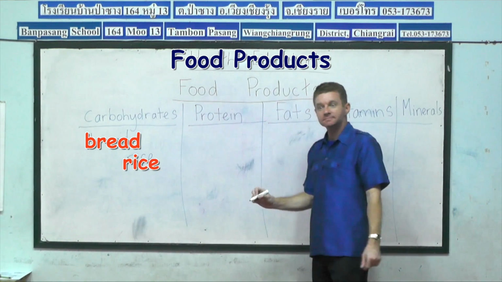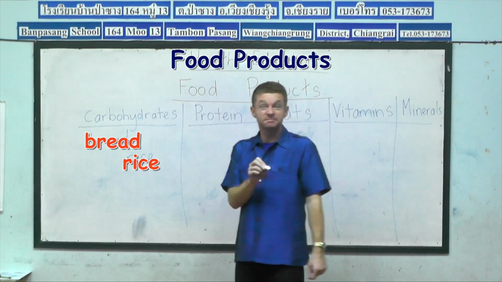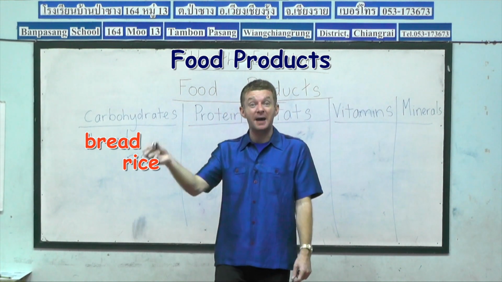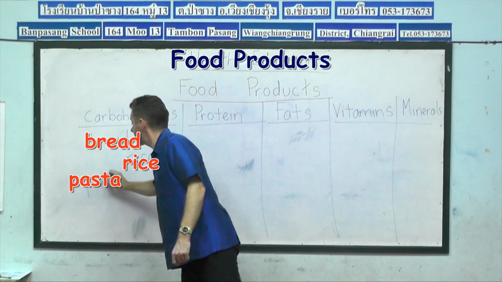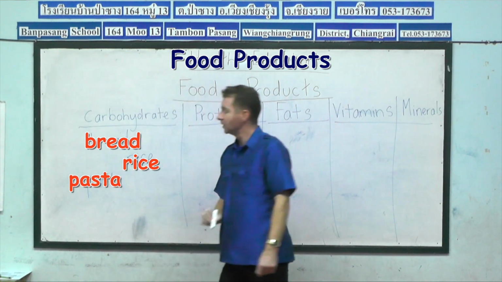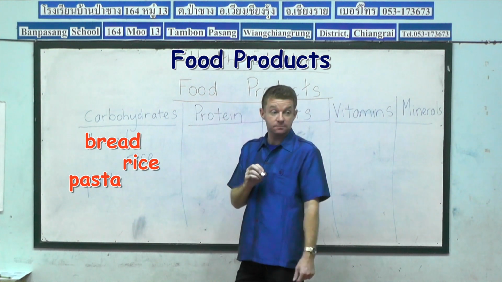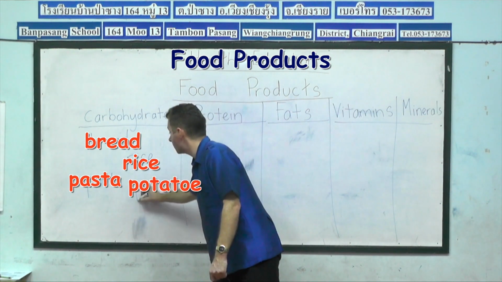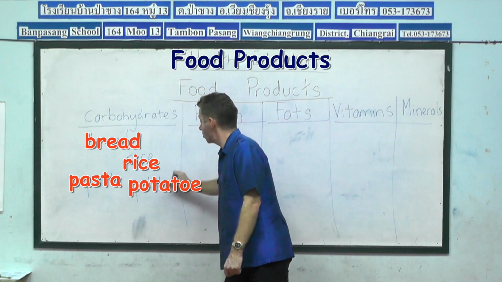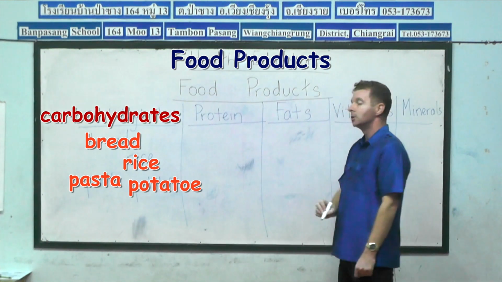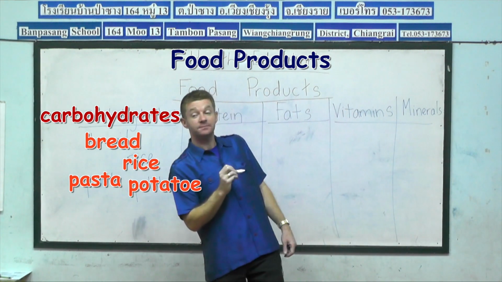Any others, guys? Pasta. Does anybody know pasta? Do you know spaghetti? Spaghetti is a good example of pasta. And pasta is full of carbohydrates. Pasta. P-A-S-T-A. And another type of carbohydrates that I want to tell you about, potatoes. Yes, potatoes are carbohydrates too. P-O-T-A-T-O-E. So, cucumber is coming, but it's not a carbohydrate. Cucumber will come at the end.